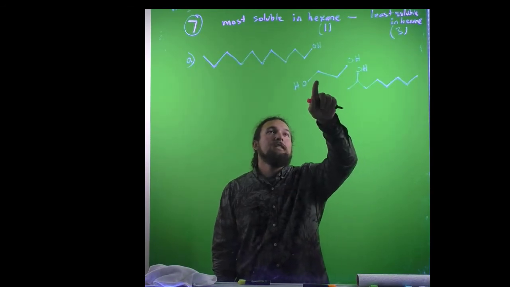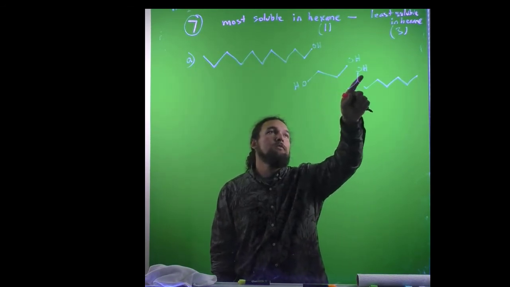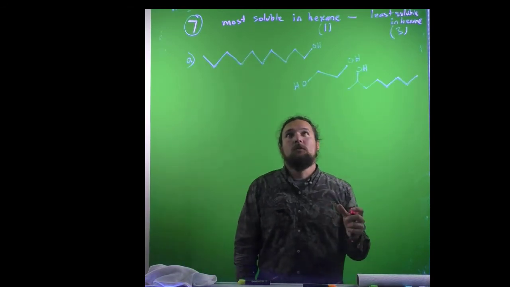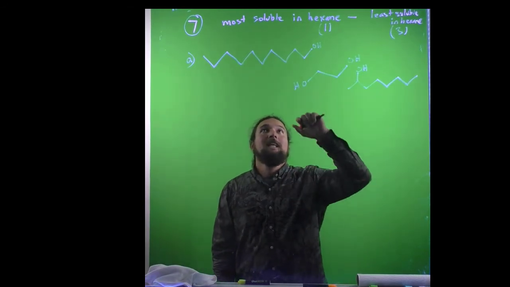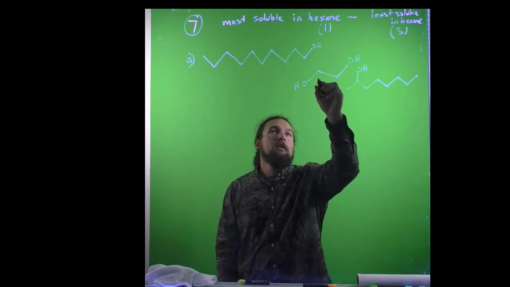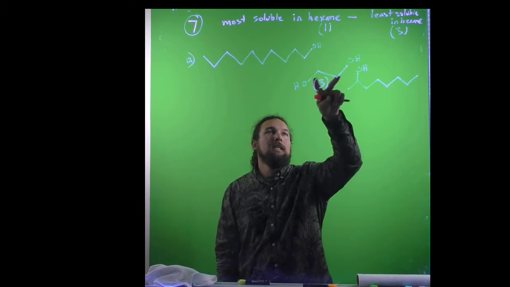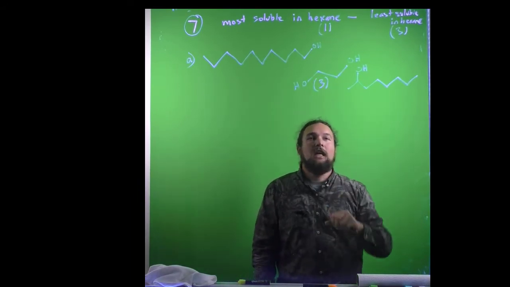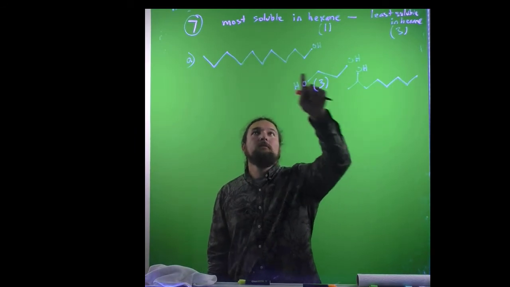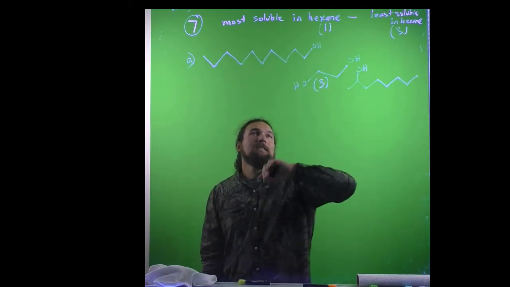So in the case of this middle one, it has 2 alcohols, whereas the other ones have 1. The more alcohols, the more soluble in water, or the less soluble in hexane. So that leads us to this one right here being number 3, because it has 2 alcohols, which are very insoluble in hexane.